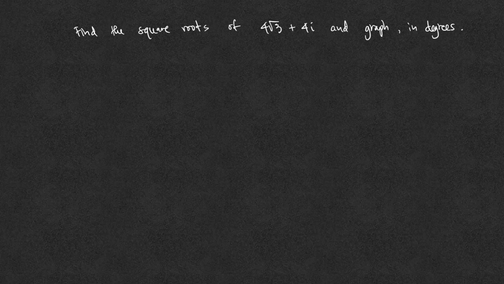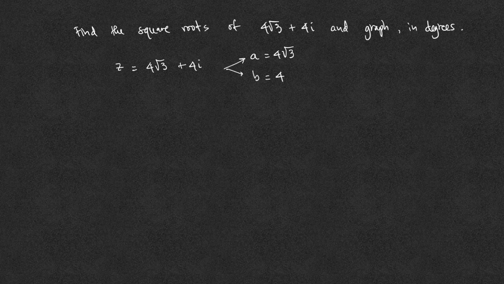Find the square roots of the complex number 4 root 3 plus 4i and graph in degrees. The complex number given is z equals 4 root 3 plus 4i, where the real part a is 4 root 3 and the imaginary part is b equals 4. To find the square root is to find z to the 1/2 power, and we know that there are two distinct solutions.